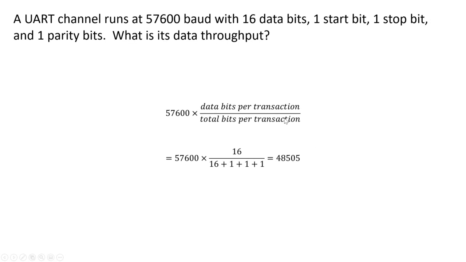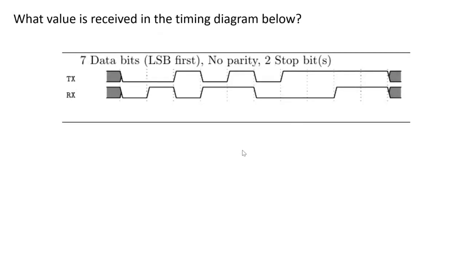So the transaction in this case is where you add the start, stop, and parity bits to the data. So in this case, you're transferring 16 bits because there's 16 data bits, but it requires 3 additional bits, start, stop, and parity, which is 19. So it's 57,600 multiplied by 16 over 19, which is 48,505.